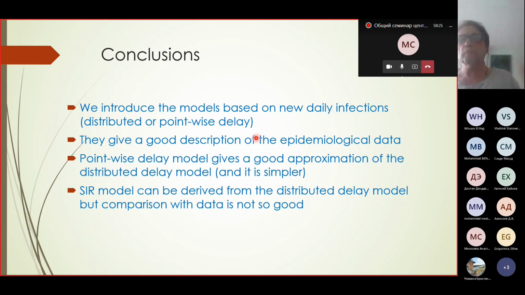Conclusions. These models are introduced based on new daily infections. They can be either distributed or point-wise delay. These models give a good description of the epidemiological data. Also, the point-wise delay model gives a good approximation for the distributed delay model, and this is useful because this model is simple, and we don't need to know these distributions. Finally, the SIR model gives quite a different result in comparison with the data and with these models. I stop on that. Thank you for your attention.